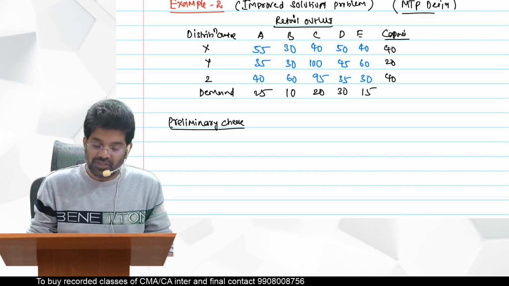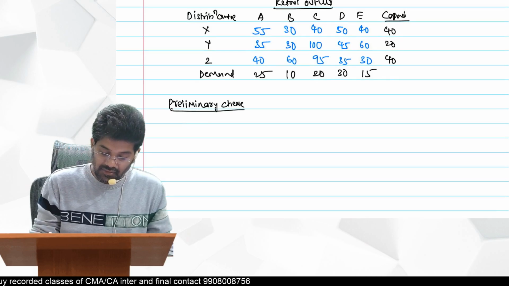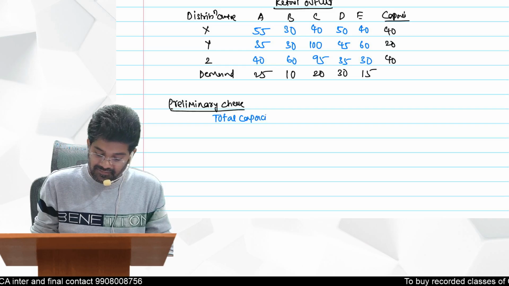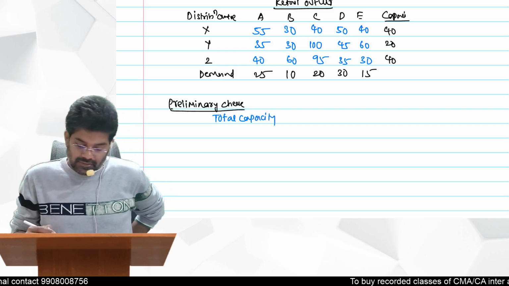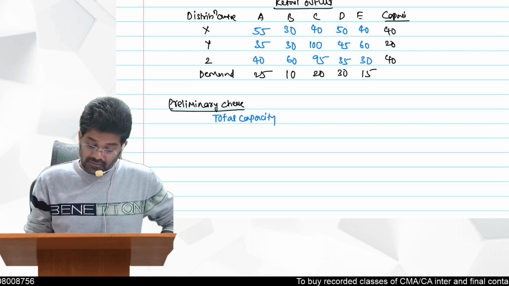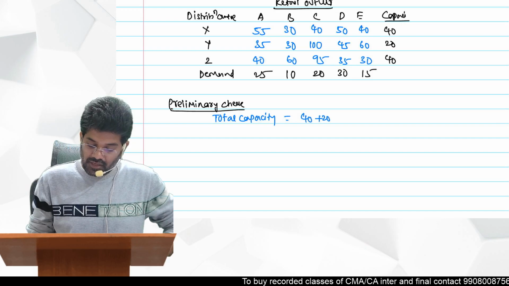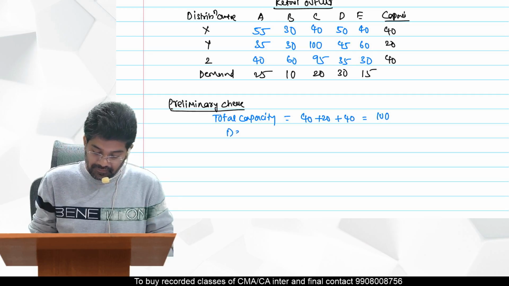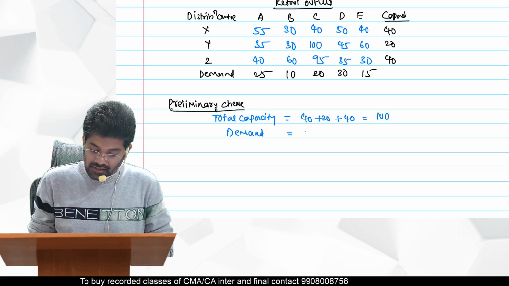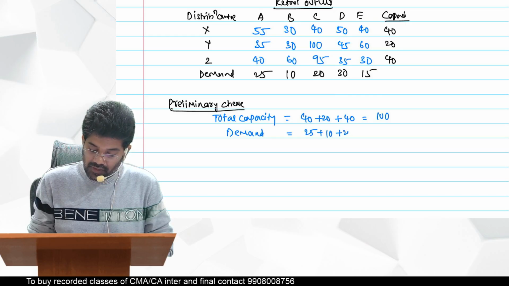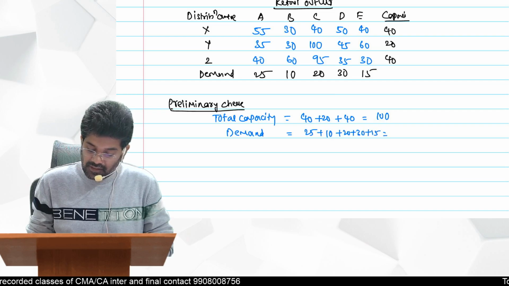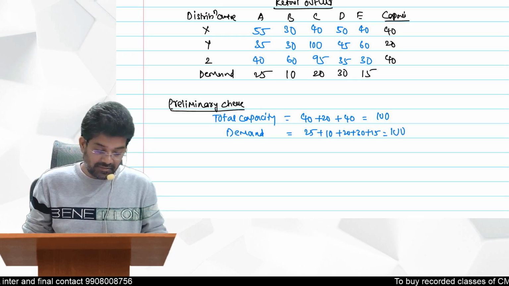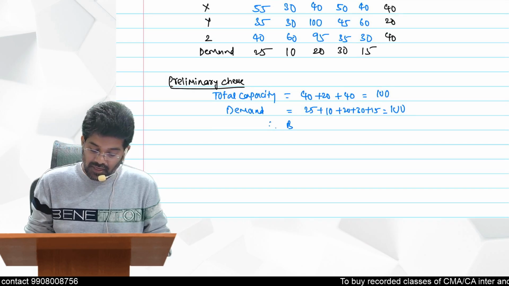Your capacity must be equal to demand. Total capacity must be equal to demand. What is the total capacity? Total capacity is equal to 40 plus 20 plus 40, 100. Demand is equal to 25 plus 10 plus 20 plus 30 plus 15, 55, 85, so 100. So the problem is balanced. Therefore it is a balanced problem.